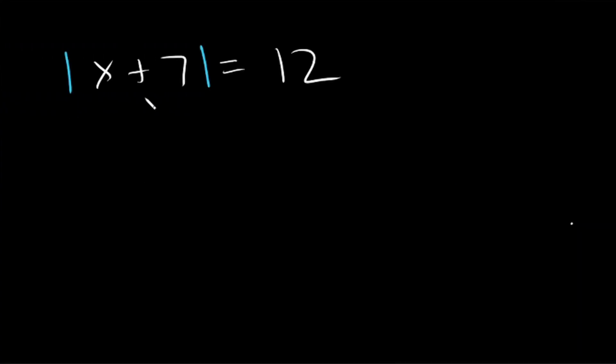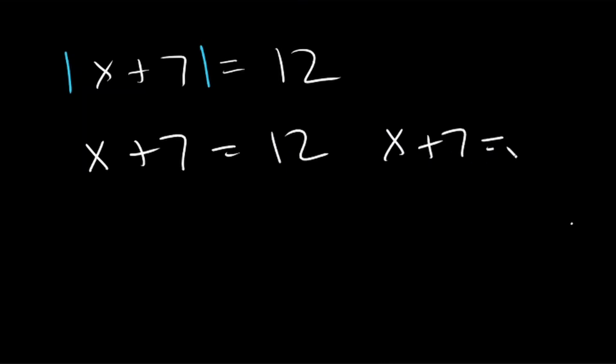So if you have an absolute value equation like this one, to solve it, you would take the inside of the absolute value and set it equal to the number. But you'd have to also take the inside of the absolute value and set it equal to the negative of the number, and then you would solve.